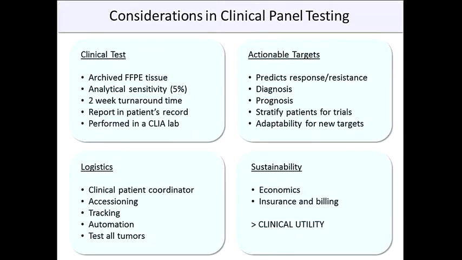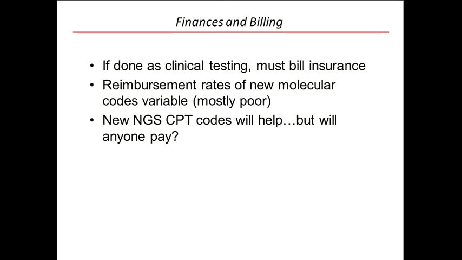And then for me, as I've been talking about so far, is sustainability. To make this sustainable in the clinical environment, you have to show it's economical, and then you have to convince insurance and billing. So you have to show clinical utility. I would add new NGS CPT codes are being launched now, and the question remains, will anyone pay even if we have those? So let's move through those.